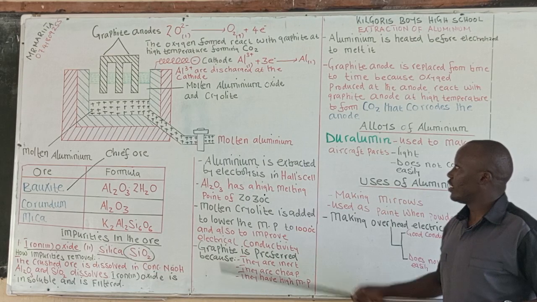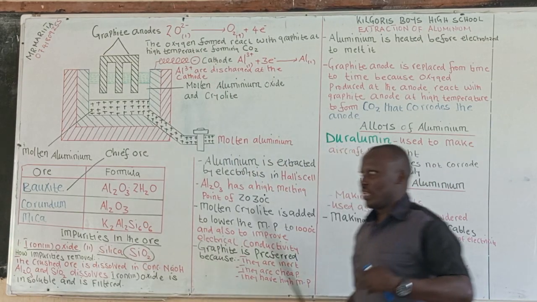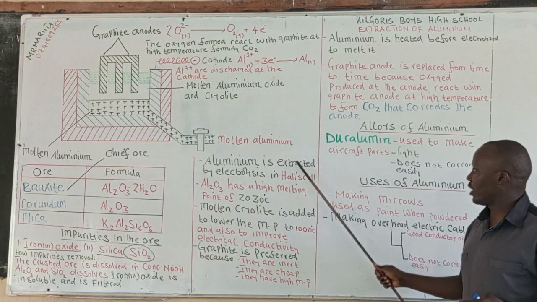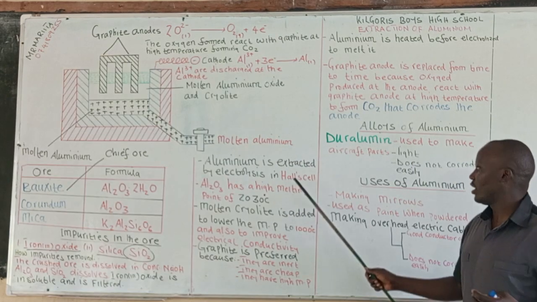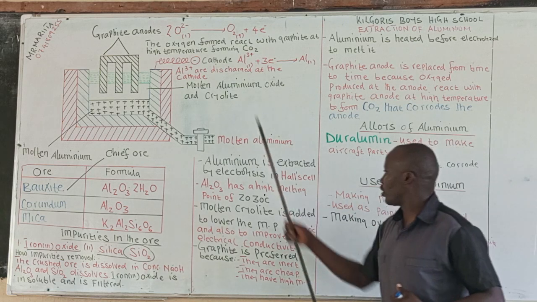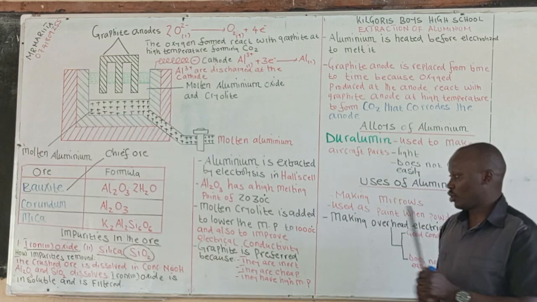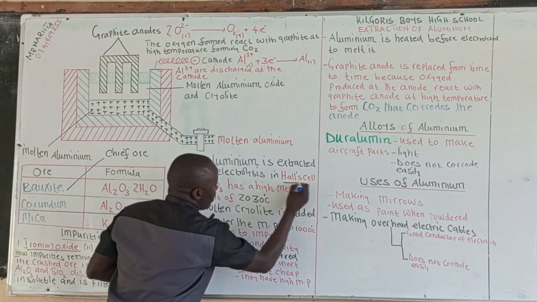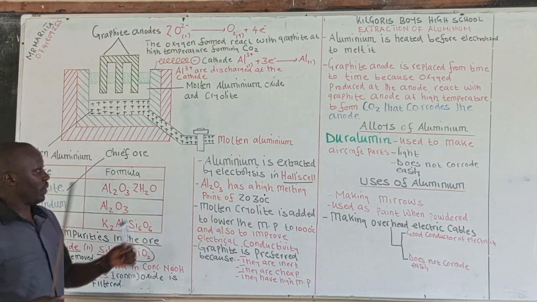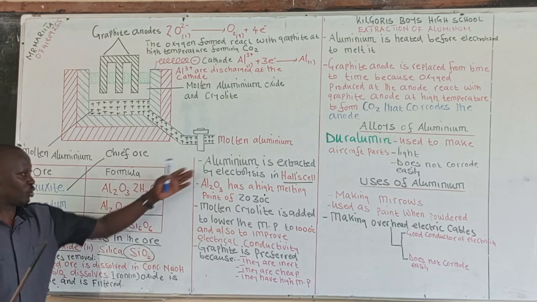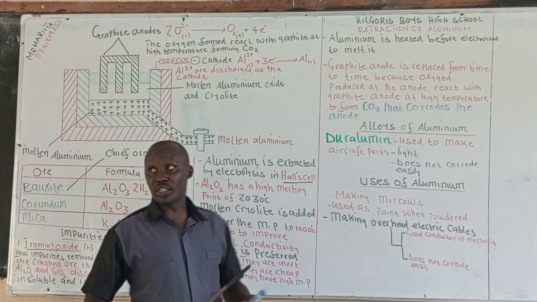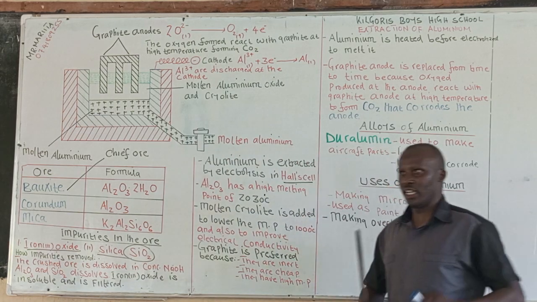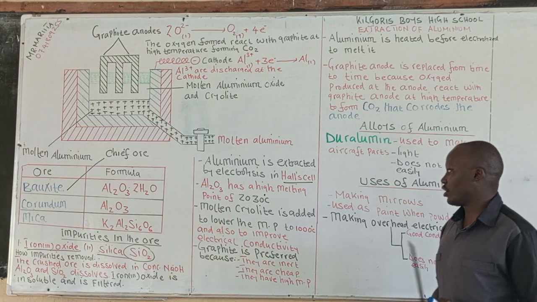In this diagram, you can see the method of extracting aluminium is by a process of electrolysis. The process is electrolysis in the Hall's cell. So this cell here is called the Hall's cell, and the extraction of aluminium is through electrolysis, because aluminium is a reactive metal. Those reactive metals are extracted by the use of electrolysis.